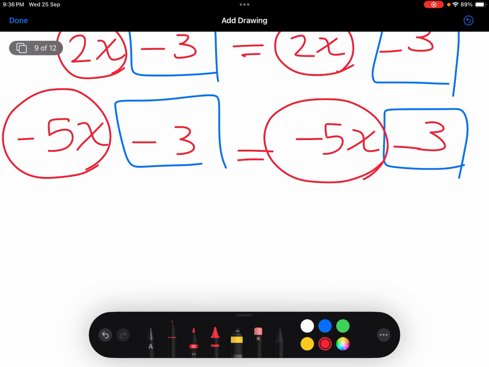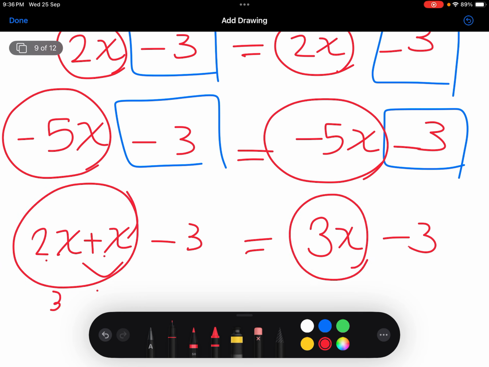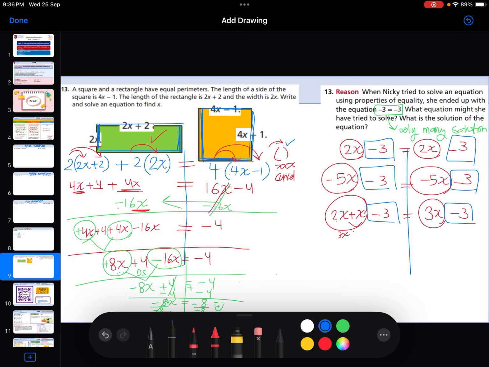Maybe she had something different. Maybe she had this: 2x plus x minus 3 equals. 2x plus x together are 3x. So I will write here only 3x. Do we have the same variable? Yes, because here we have 3x and here we have 3x, which is the same. And also the number is the same. All of these are possible equations she was solving. And you can have many more equations, okay?